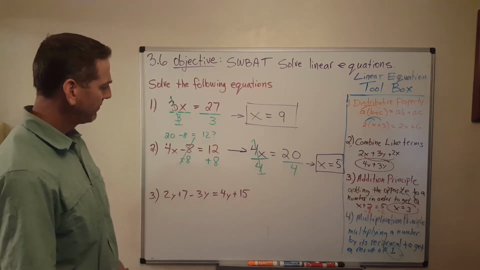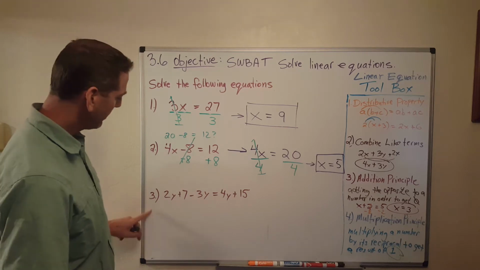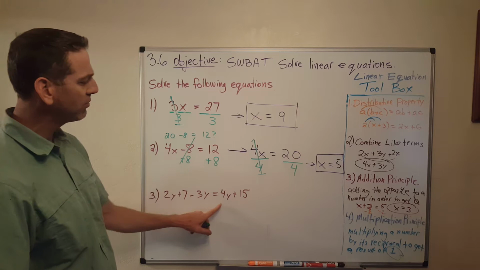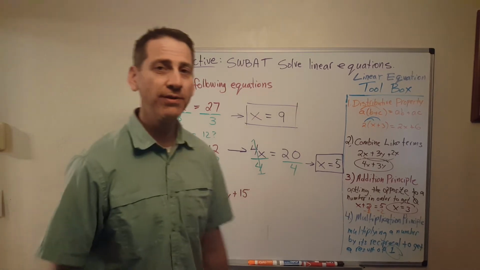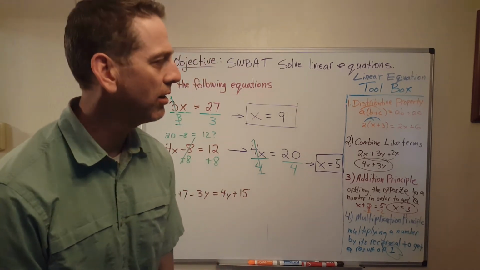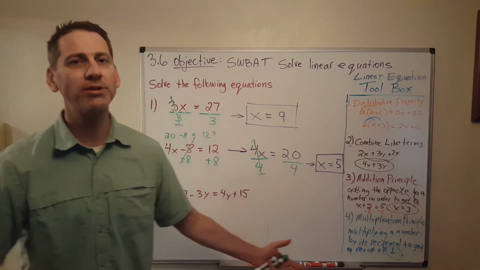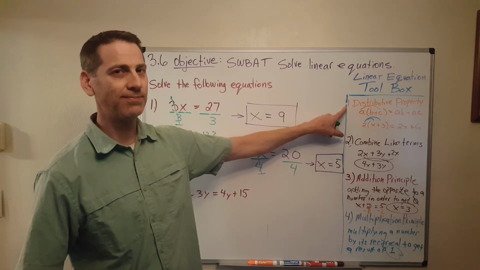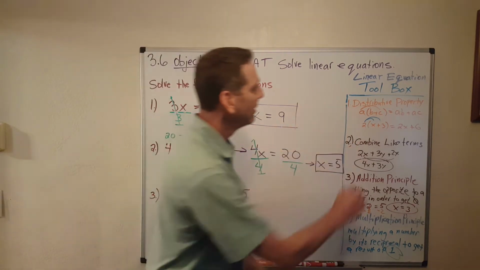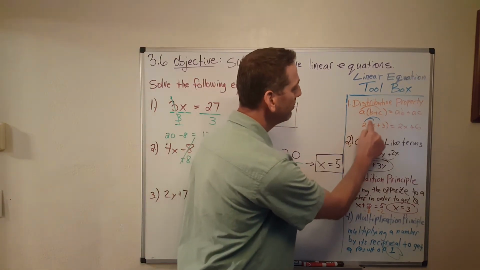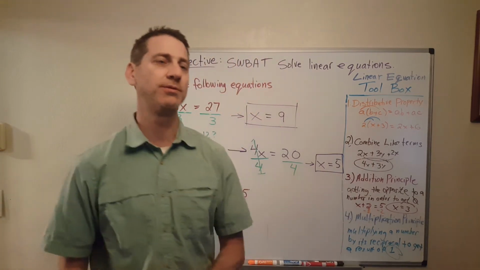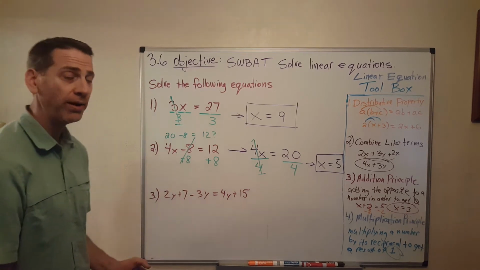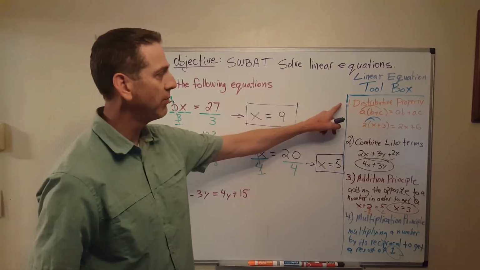All right, let's take a look at another one. Number 3. I have 2y plus 7 minus 3y equals 4y plus 15. Hey, we're getting a little more complicated, aren't we? Okay, but once again, we just start at the top. Do I have any distribution? In other words, do I have one number that needs to be multiplied by 2 or more numbers? Well, I don't, because I don't have any parentheses, do I? So that's off the table.